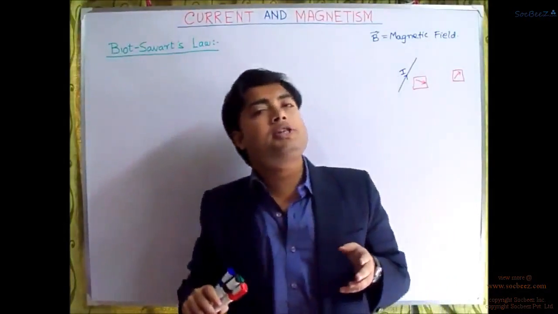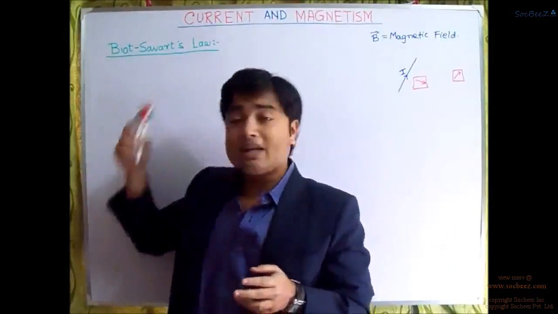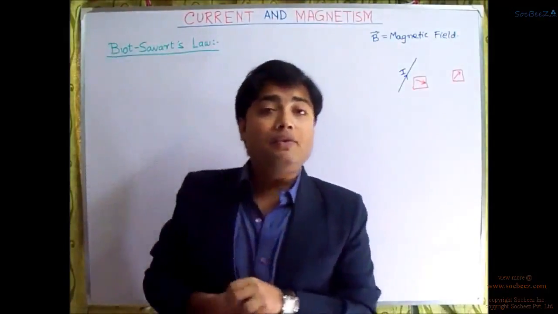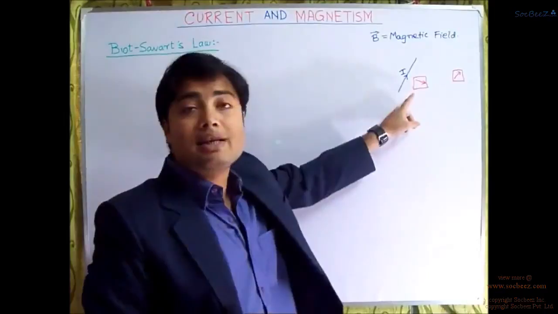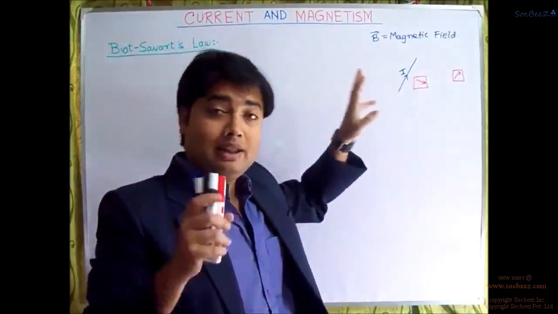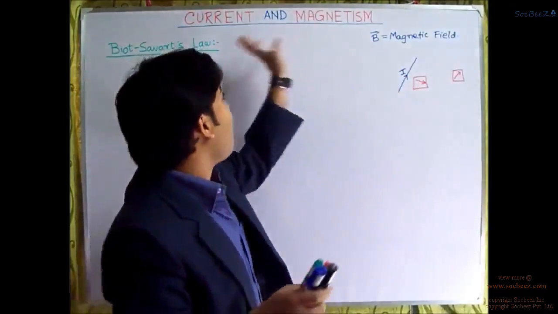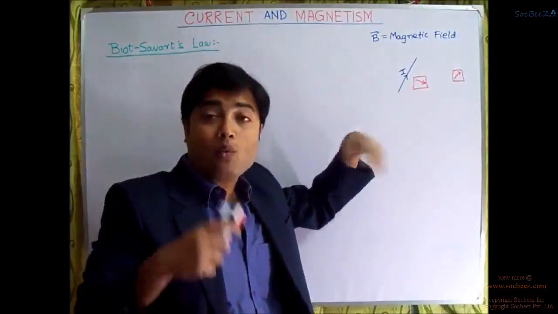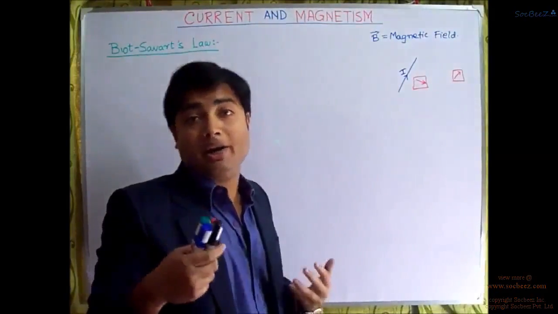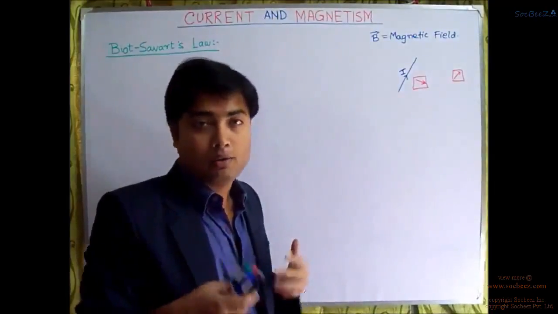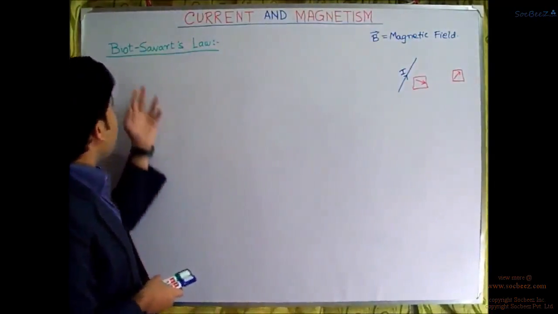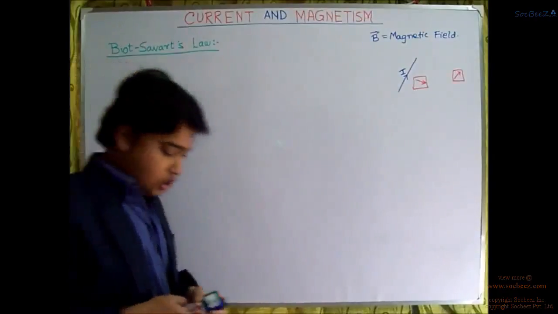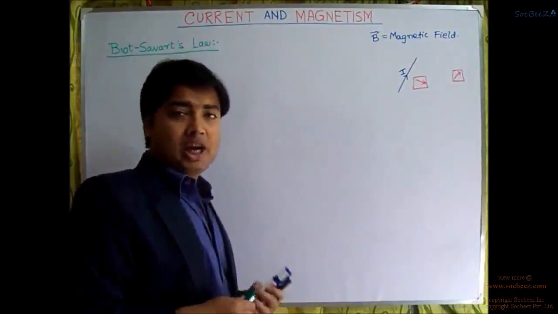If we understand the Biot-Savart Law, definitely we will understand why this is going to happen, and then only can we understand why current and magnetism is the name of the topic, and what the effects of current on a magnetic field are. So the Biot-Savart Law states that let us take a wire.